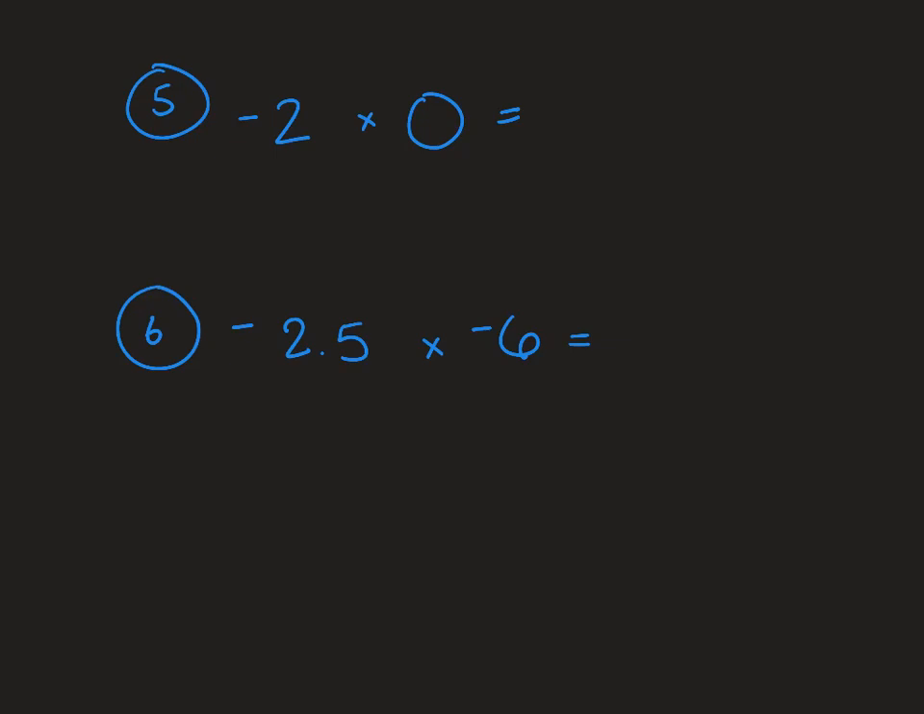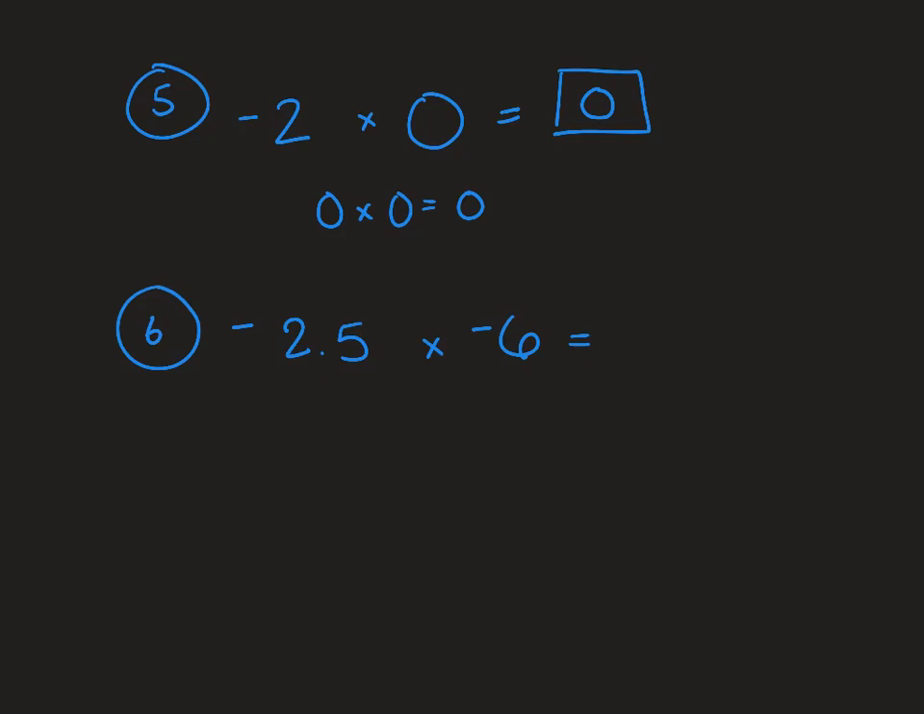Okay. Number 5. What's the answer? Go ahead and post. Zero. Okay, so this is a big lesson. Anything times 0 is 0. Even 0 times 0 is 0. Okay, so it doesn't matter if you're multiplying 0 by a negative, it's always going to give you 0.